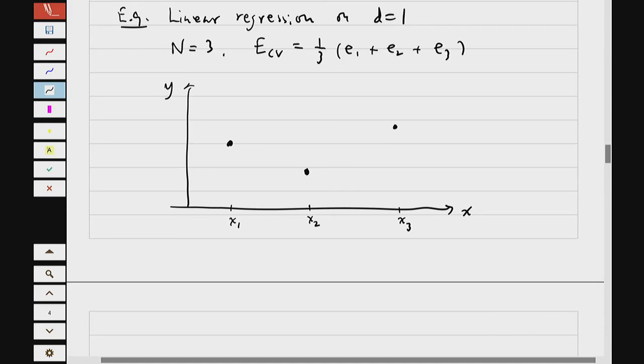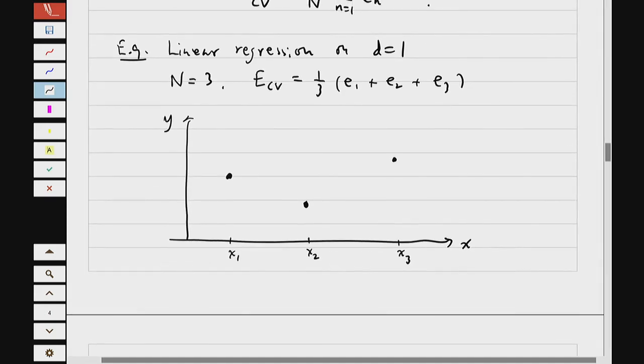Yes? So when you say like a repeat, do you mean like we retrain the whole model n times? That's right, yeah. Yeah. We can improve on that, but let's leave that in about 15 minutes. Yeah.